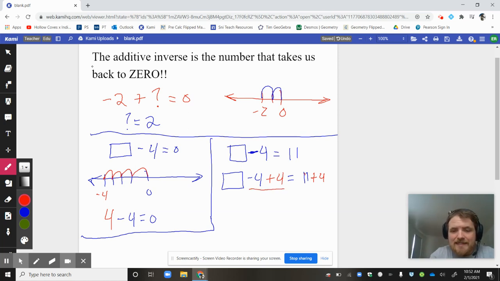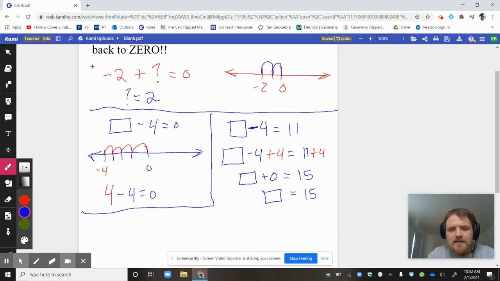So we practiced this the other day. -4 plus 4, that gives me 0. So box plus 0 equals, and then that gives me a 15. Well, box plus 0 is just going to be box. So box equals 15.